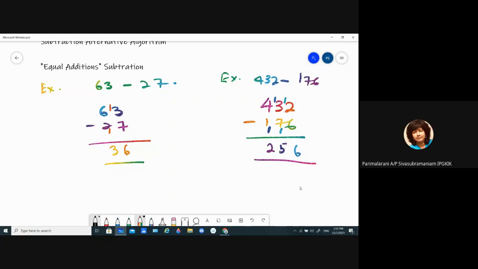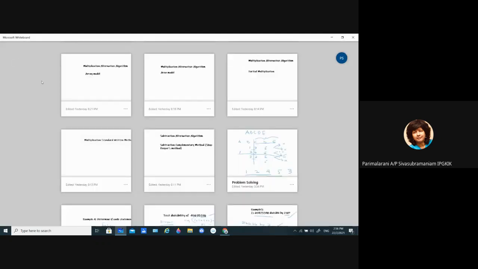Sometimes confused. Yes, because you know why? We are so used to the standard written method. So when we look at this, that thing is already interfering, okay? The other knowledge is already interfering. That's why it's difficult for us to do this. But for children who are learning all at the same time, some of them might like this method. So it's up to the teacher and the students, okay? Which method they want to use.